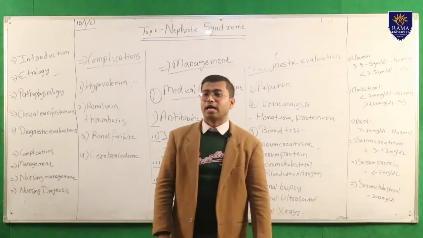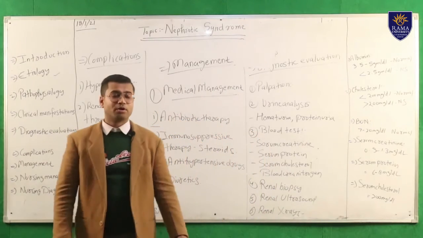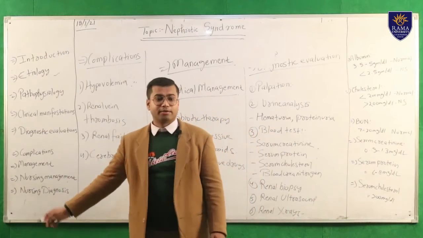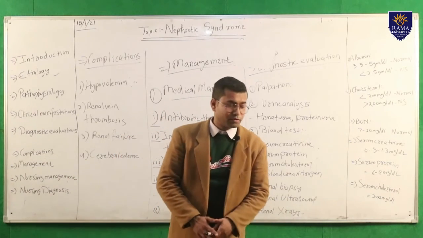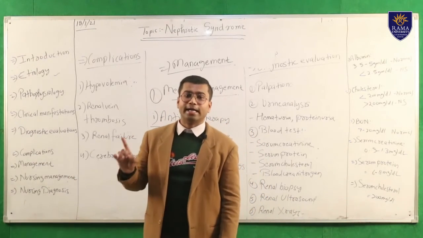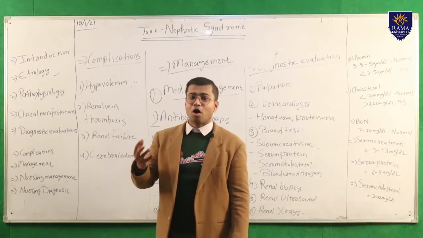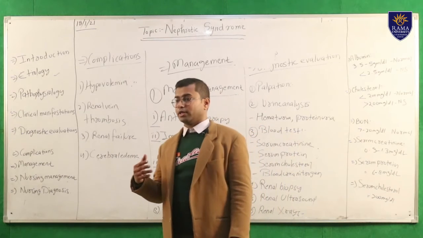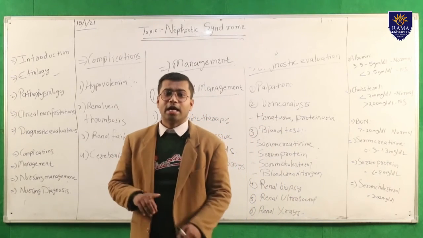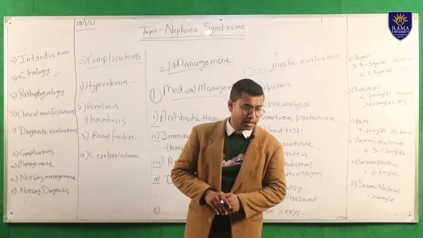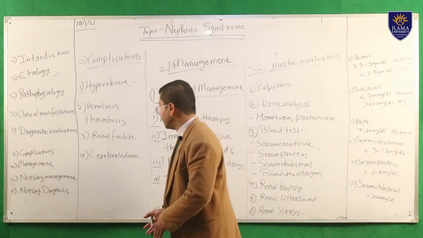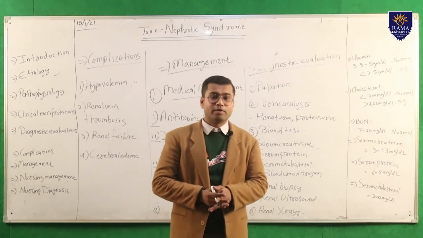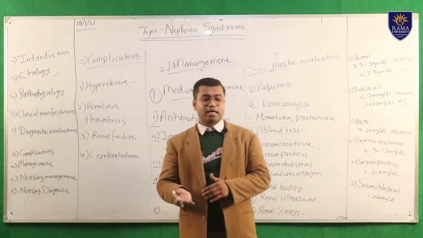Next we will see what we can do as a nurse. As a nurse we can go for the nursing management here. In the nursing management, the first thing is we have to monitor intake and output. How much fluid the individual is taking and how much fluid the individual is passing out has to be maintained through the input output chart. Next we have to check the weight regularly, because the person will have increased body weight. So we have to assess how much weight is increasing.